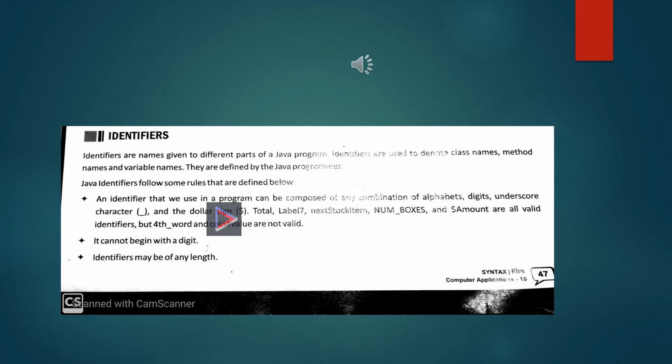An identifier may be of any length. Also, Java is case sensitive, so if you write a name in lowercase and in the program you write it in uppercase, it will not be the same, because the compiler will be confused. You see, small total and capital total are not the same, they are different from each other. So it is case sensitive.